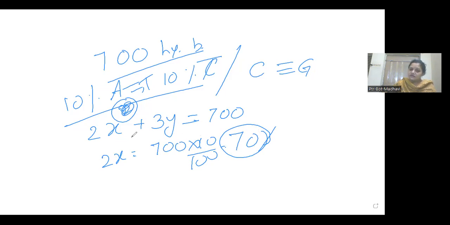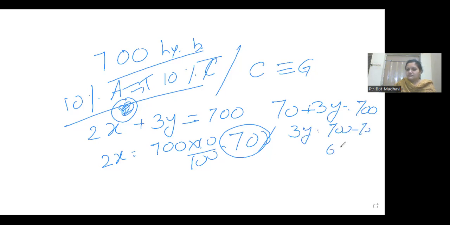Now, 2x we can put directly in this formula, so 70 plus 3y is equal to 700. Isn't it? And 3y is equal to 700 minus 70, that means 630. And y is equal to 630 by 3, that is 210. So how many guanines can be seen right now? 210, out of the 700 hydrogen bonds given in this problem.